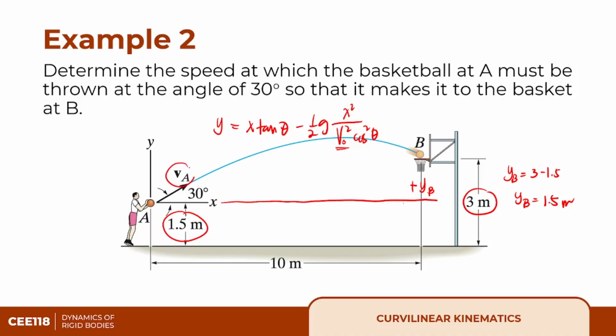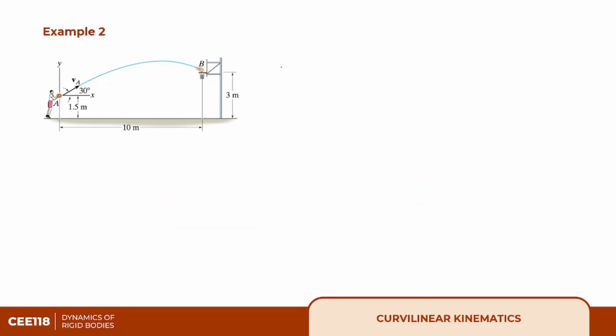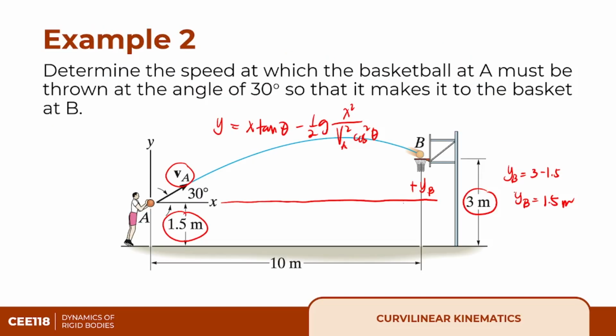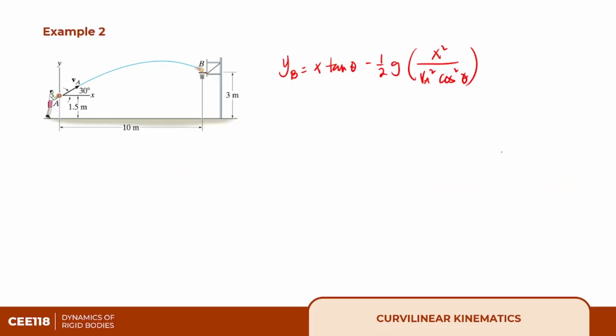Wherein, in that case, VA. We will use VA for that. Okay? So YB is equivalent to x tangent theta minus 1 half g, and then we have here x squared over VA squared, that is cosine squared theta. Okay, so let us first identify the components. Again, we now have YB which is equivalent to 1.5 meters. That is okay. And then the theta would be 30, and then we have here our x.